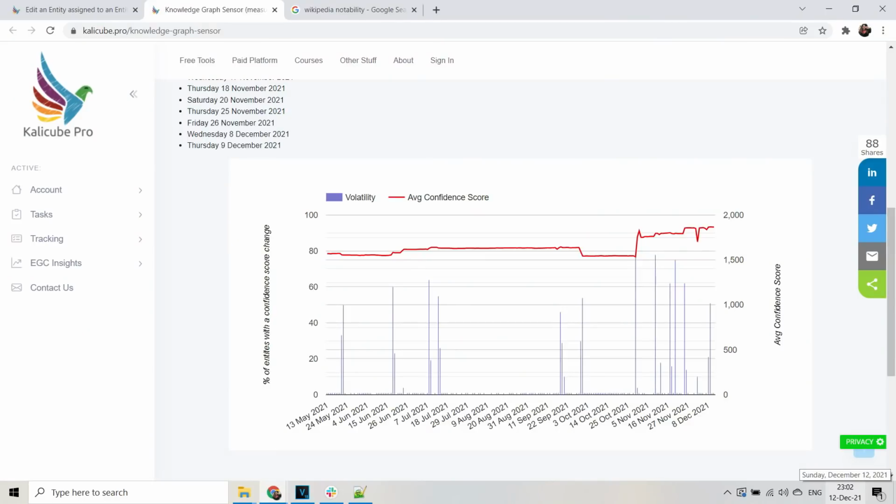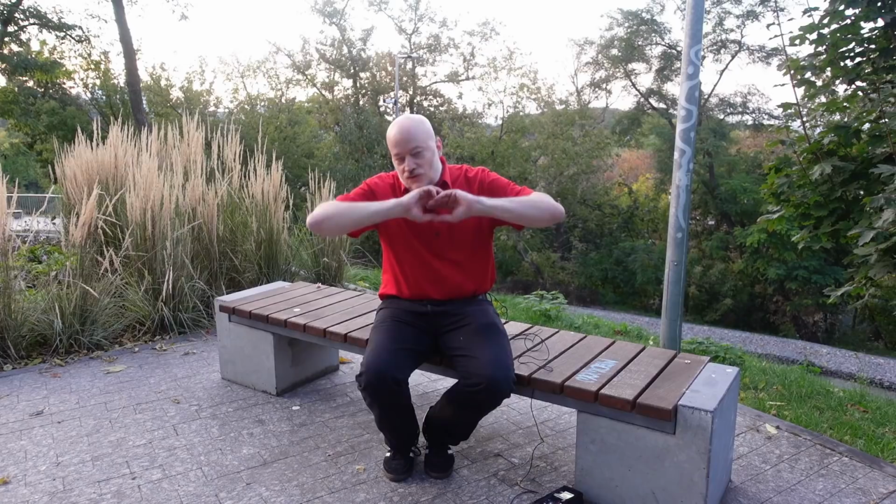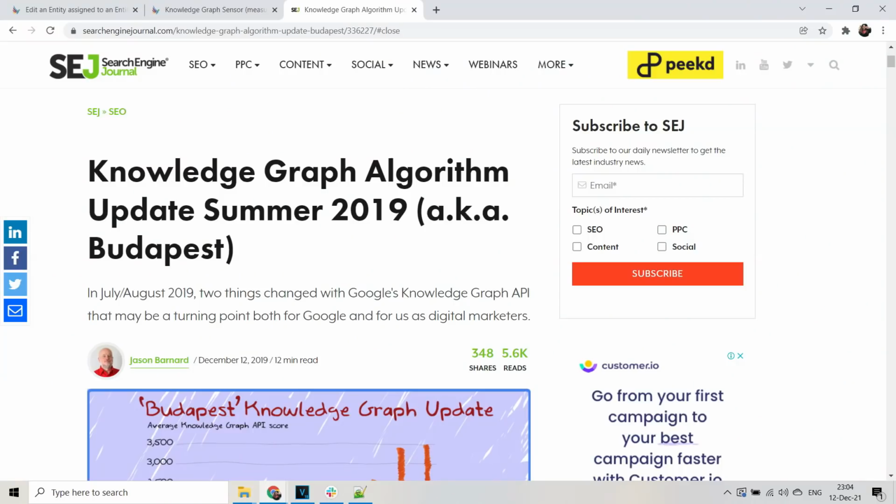PR. You need news, you need recent news. I had a really interesting example. Google's knowledge graph updates regularly. And at Kalicube we track when it updates, the days it updates. And the biggest update we've seen so far was in 2019. I called it the Budapest update. And it was massive, absolutely massive. It changed so much in the knowledge graph. We were tracking it at the time, and since then we have never seen anything quite so phenomenally large.